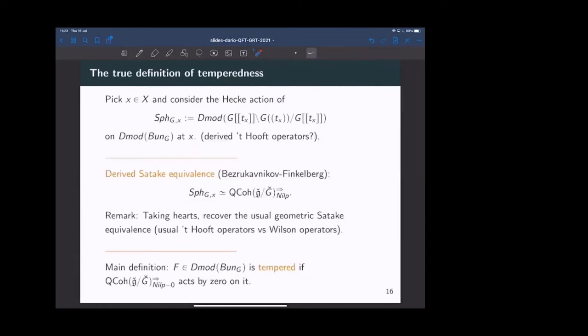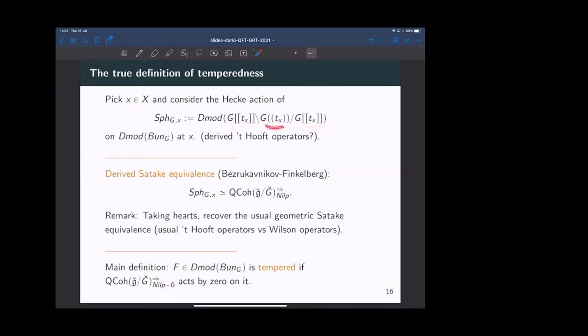And it hinges on this derived stack equivalence. And here I have a question for physicists, because I don't know the terminology. But anyway, let's discuss the Hecke action briefly. So first of all, I can consider this. I pick a point of a curve, and I look at this double quotient.